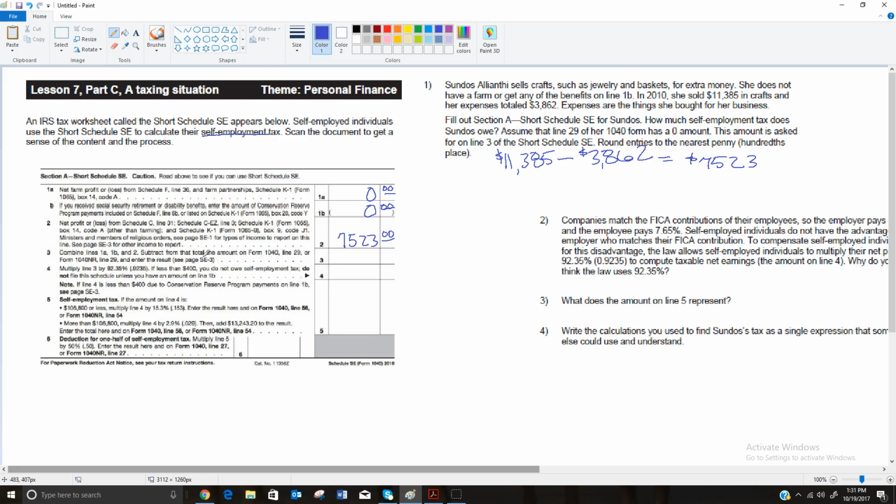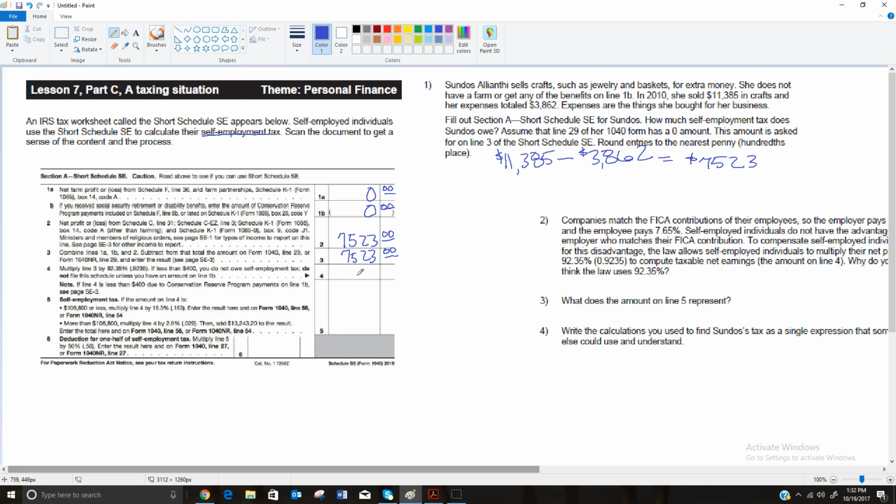And then it says for line 3, we're supposed to combine these all. Well, of course, 0 plus 0 plus 7,523 is 7,523. Again, that's how all the problems that we're doing are going to be. You're going to put a number here, and then you're just going to re-enter the number here because these are going to be zeros.